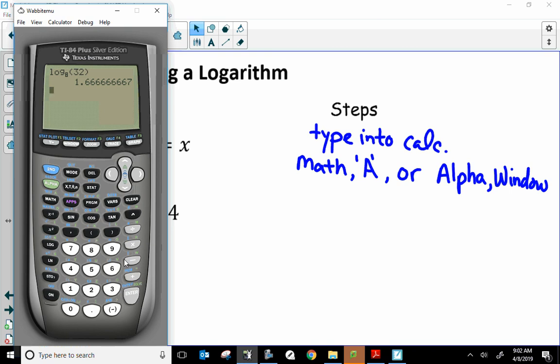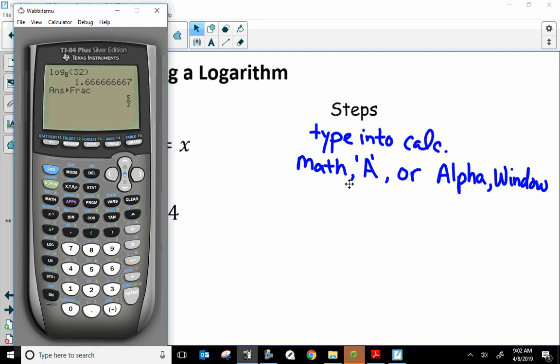You should, at this point in your mathematical careers, give fractions, okay? And how do we turn a decimal into fractions? Math, enter, enter. Math again, enter, enter. And the answer is 5/3. So that's our answer.